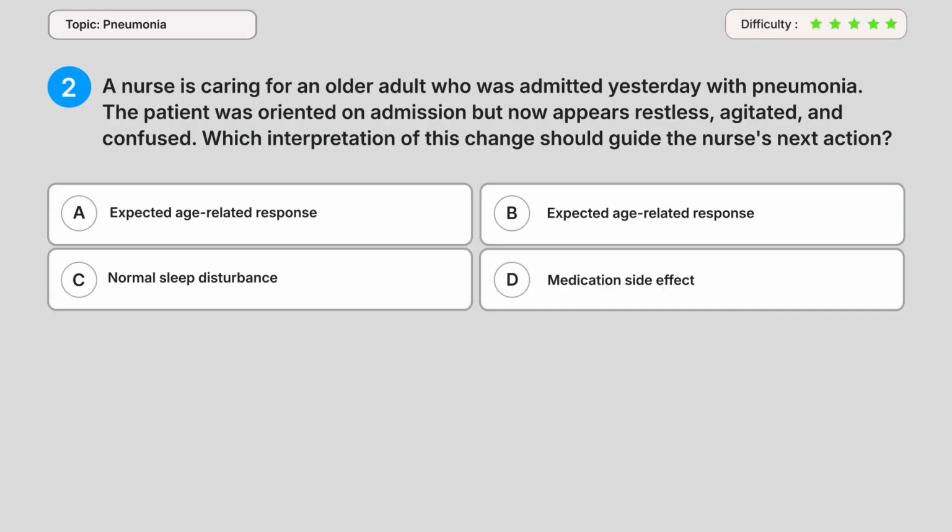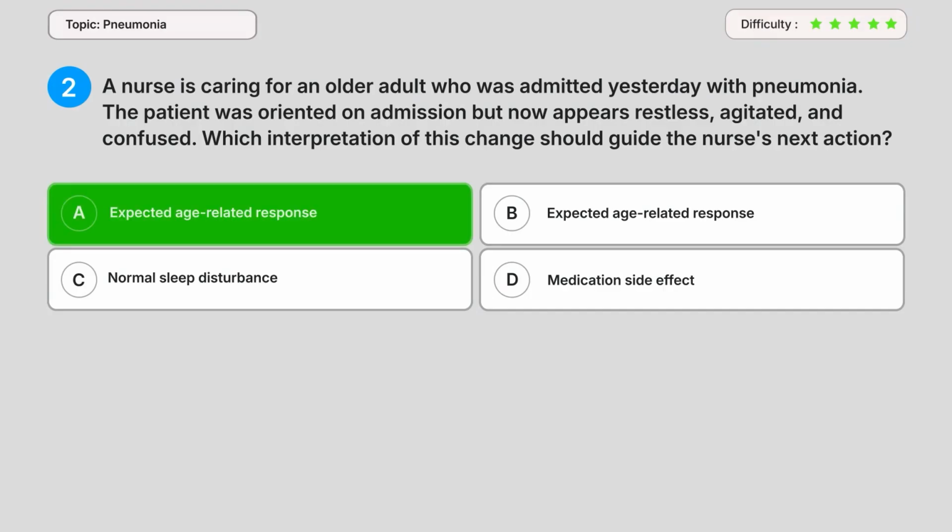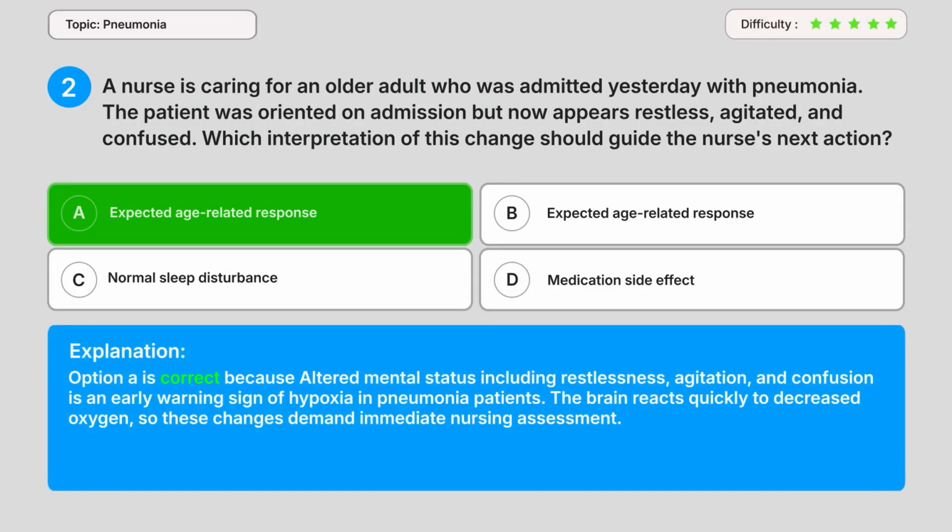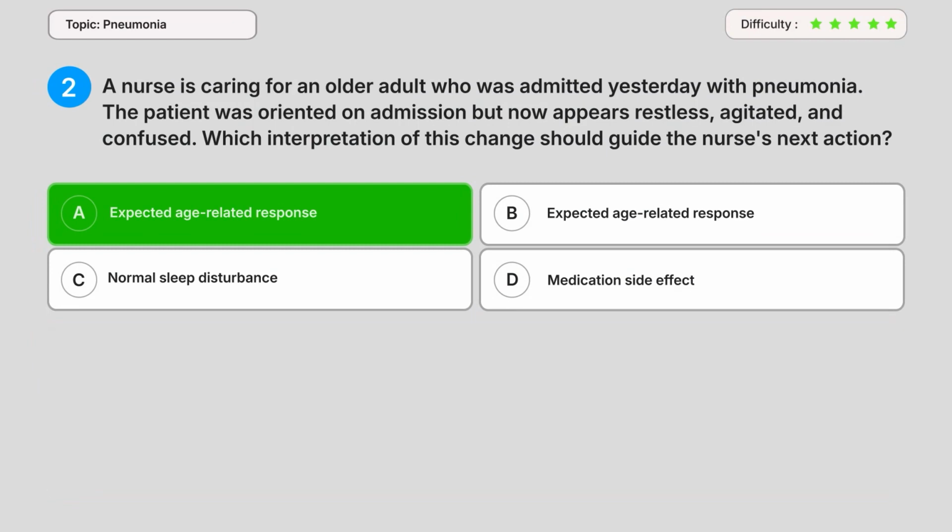Correct answer. A. Early sign of hypoxia. Altered mental status including restlessness, agitation, and confusion is an early warning sign of hypoxia in pneumonia patients. The brain reacts quickly to decreased oxygen, so these changes demand immediate nursing assessment.